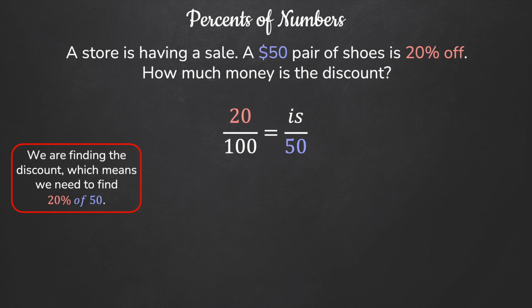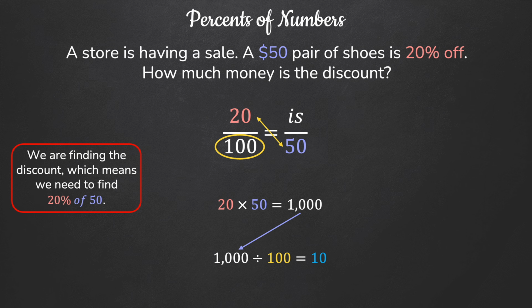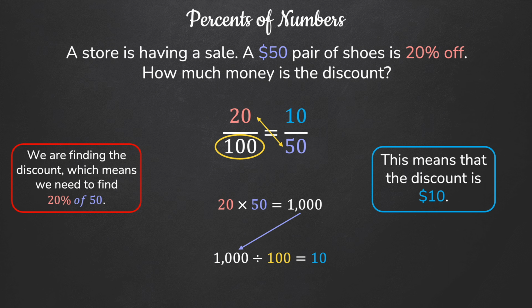So now we have our proportion set up, and all that's left is for us to solve and figure out what 20% of 50 is. What we're going to do here is use cross multiplication. We're going to do 20 times 50, and 20 times 50 is equal to 1,000. Then we're going to use our last value that we have not used yet, which is 100, and take the 1,000 and divide that by 100. And that is equal to 10. So that means that the discount is $10.